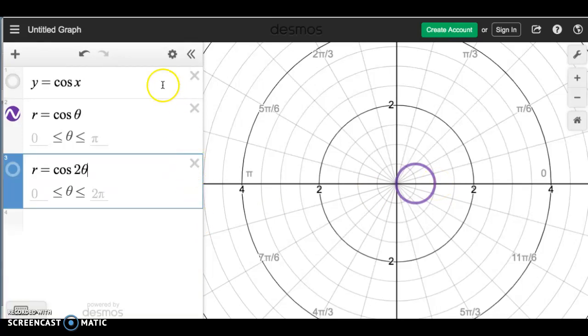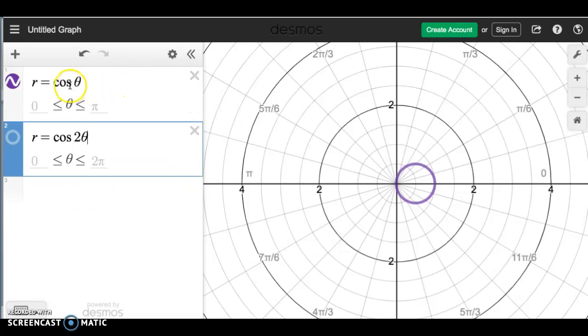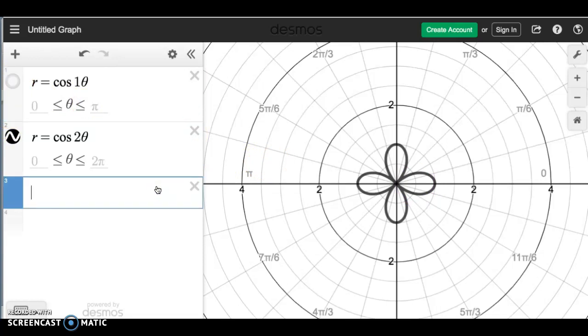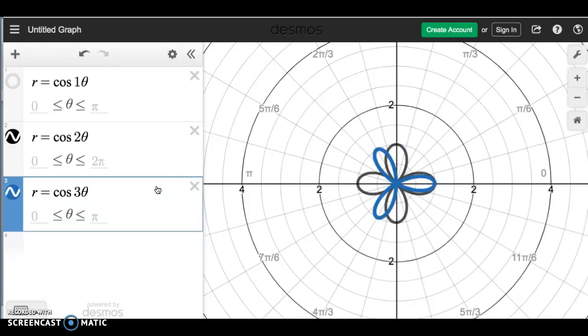Now let's go back over here. I'm going to delete this r equals cosine theta. If we think of that as 1 theta, there's 1 circle. We have 2 thetas, and that actually produces 4 petals, right? So what happens if we have r equals cosine 3 theta? What do you think is going to happen? Well, we have 3 petals, right? So r equals cosine 3 theta produces 3 petals.